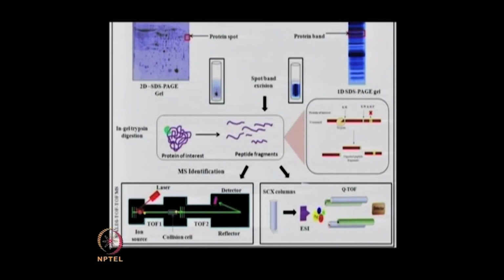In either way, you have to do the in-gel tryptic digestion. Once the peptide fragments are generated, then those can be analyzed using LC-MS or MALDI-TOF or different types of hybrid mass spectrometry techniques. So, in-gel digestion is a multi-step procedure, but remains central to the proteomic applications. In-gel digestion includes spot selection, spot excision, stain removal, reduction, alkylation, proteolytic cleavage and finally, extraction of the peptides.